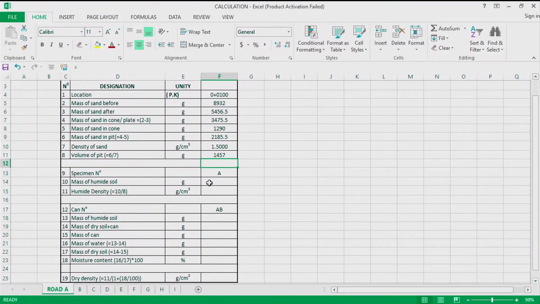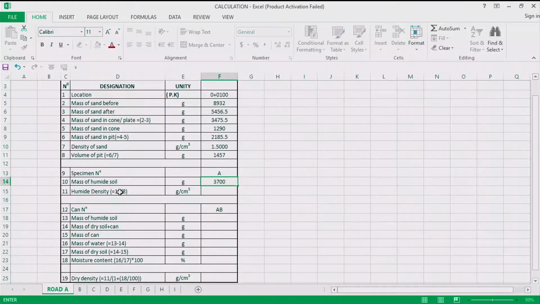Then mass of humid soil. Remember that after digging the hole, we have taken all soil from that pit. We have measured 7,000. Then you're going to calculate humid density, which is equal to number 10, which is mass of humid soil, divided by number 8, which is volume of pit.